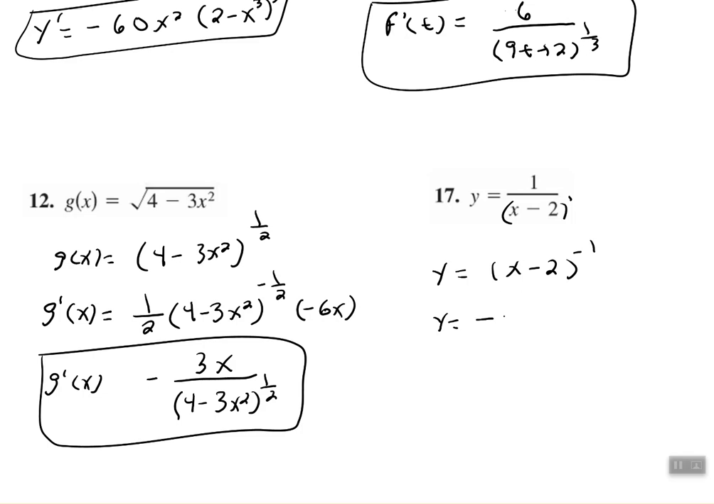So bring the negative 1 out in front, subtract 1, multiply times the derivative of the inside. Derivative of x minus 2: the derivative of negative 2 is 0, and the derivative of x to the first power is simply 1. And then I'm going to bring that x minus 2 down to my denominator to change the sign of the exponent.